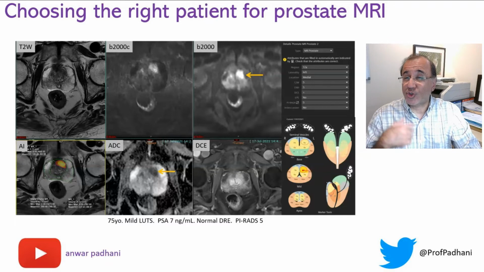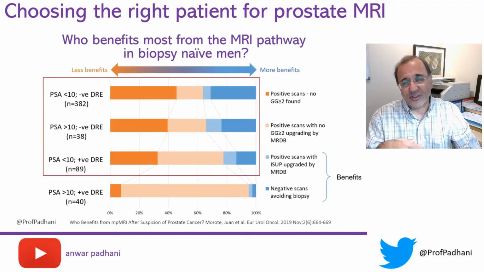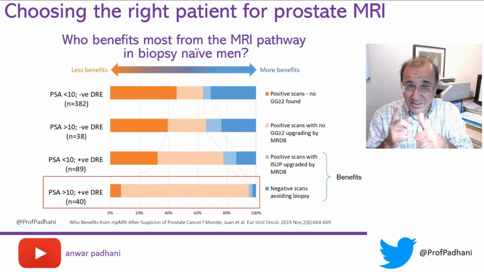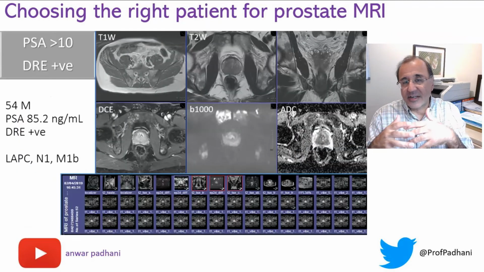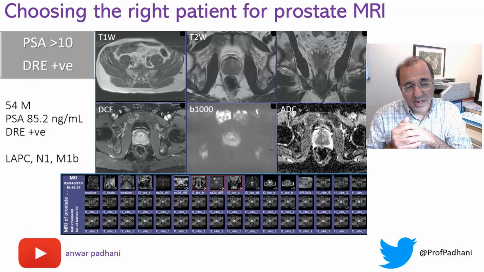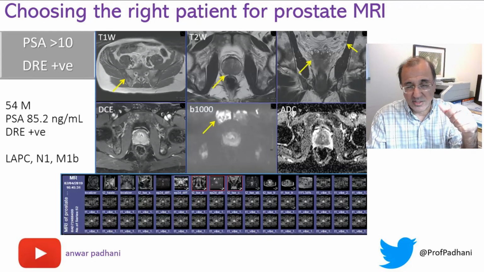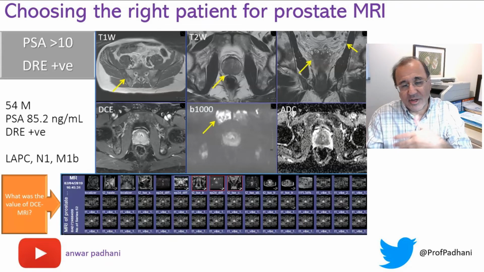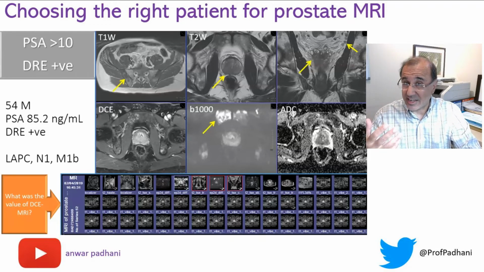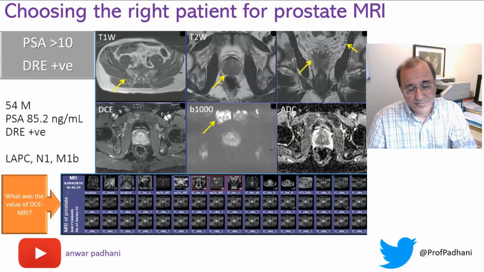The type of man who does not benefit from a prostate MRI is somebody who has a DRE that's positive and a PSA that's very raised. So a man like this, for example, does not benefit, on average, from an MRI. You can see this man has a locally advanced prostate cancer with seminal vesicle invasion. He has bone deposits. So what's the point of doing a multi-parametric MRI with a dynamic contrast enhanced sequence? It really does not make a difference in terms of diagnosis for a man like this.